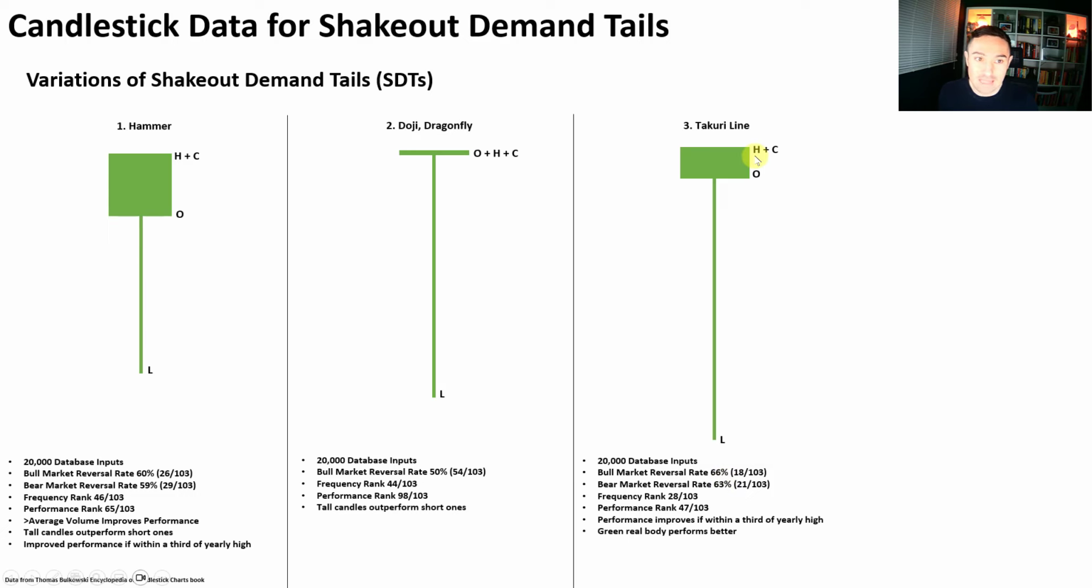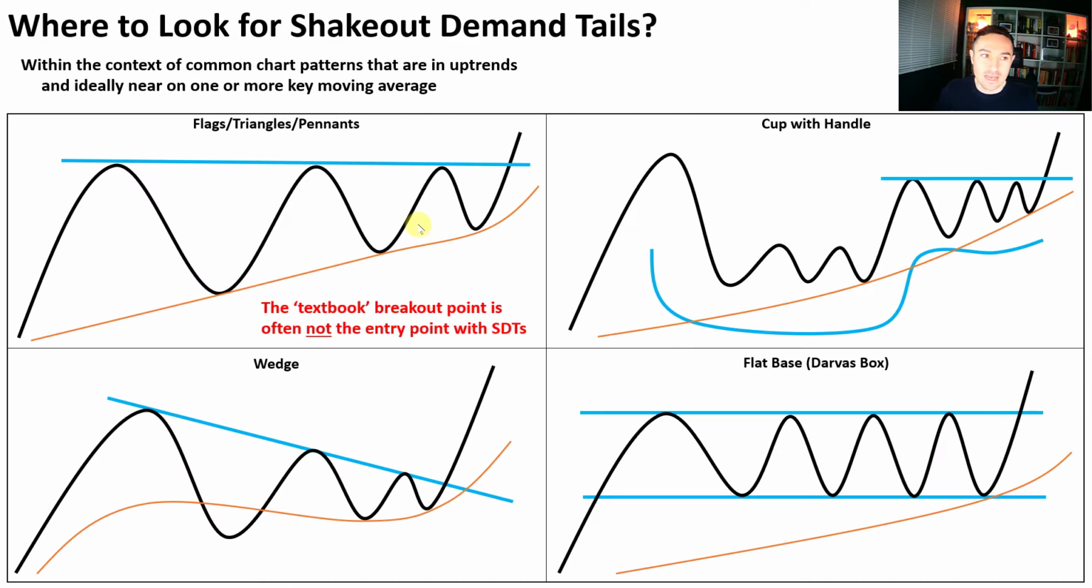But these are the candlesticks here that you're trying to dial in your pattern recognition to, the shakeout demand tail. Now we want to take it a step further, because it's not just I identified a hammer candlestick, I identified a doji dragonfly. It's where did you see it on the chart? The context is very important, and then what type of stock did you see it in as well? Okay, what type of stock? And I'll be talking about this as we go through.